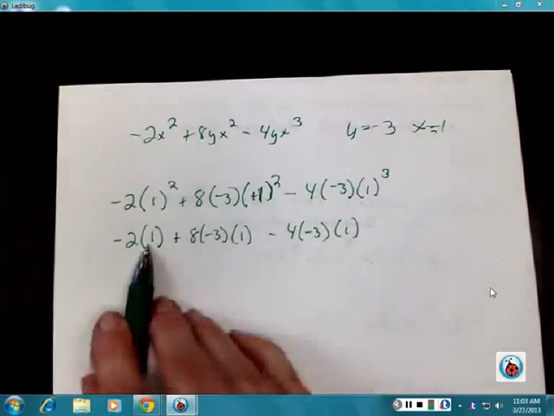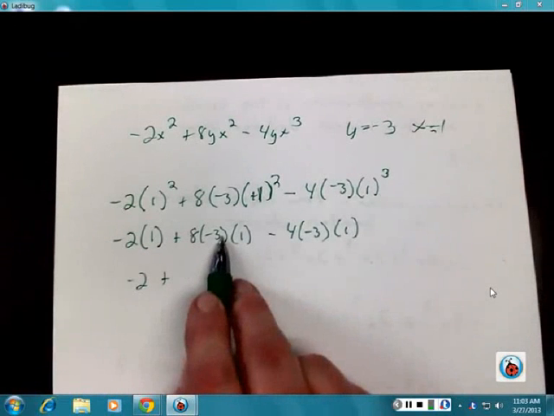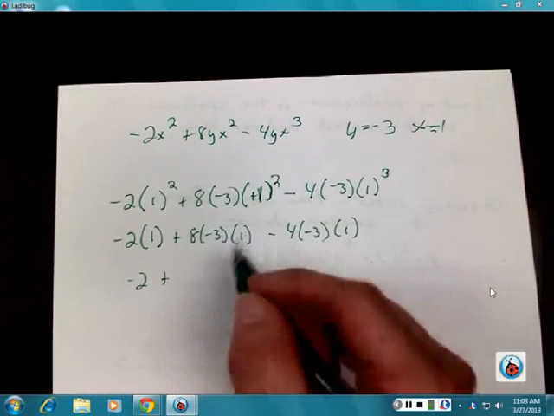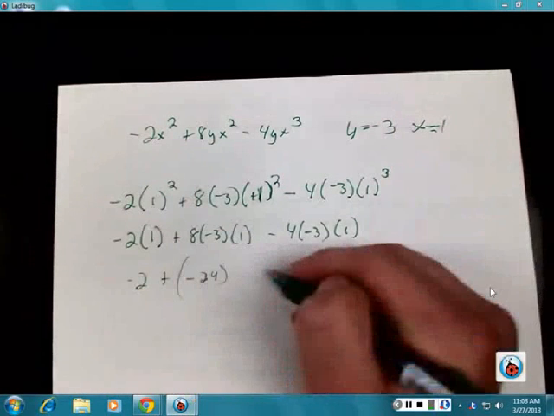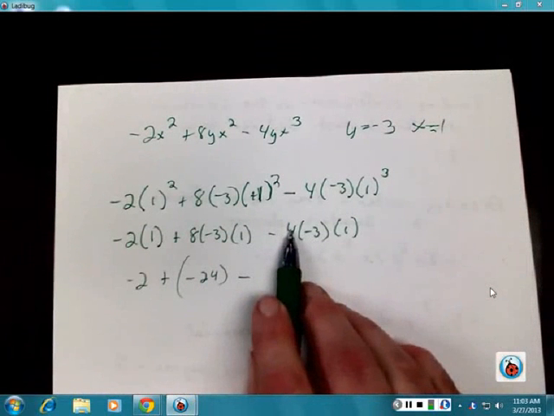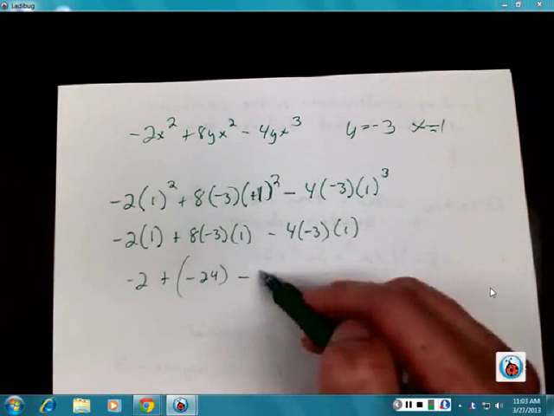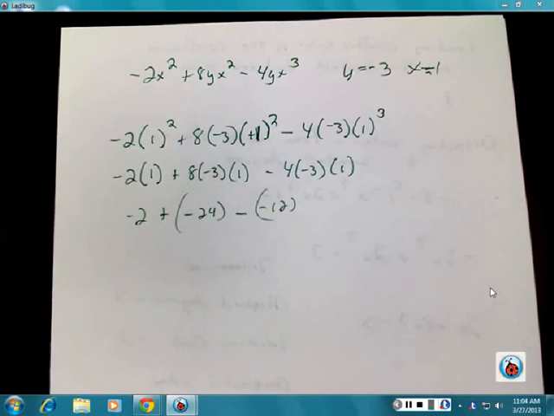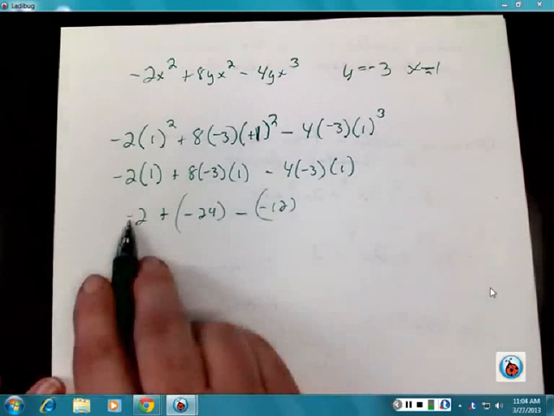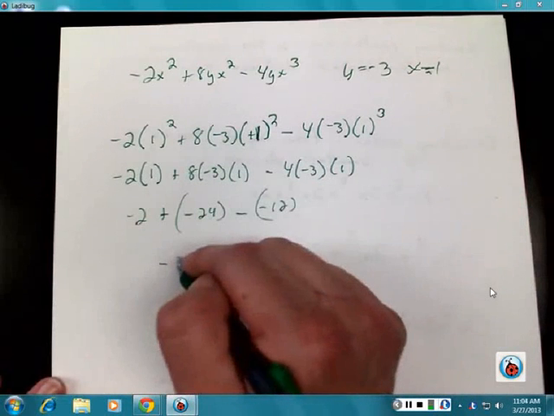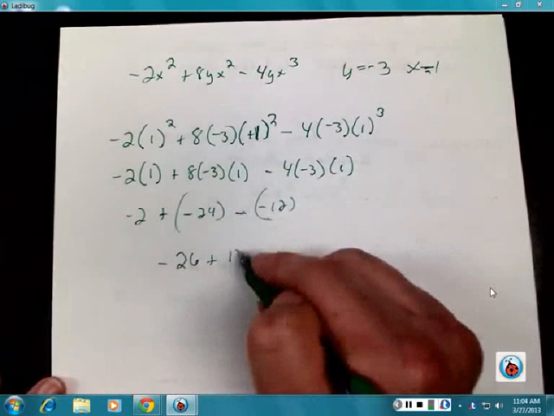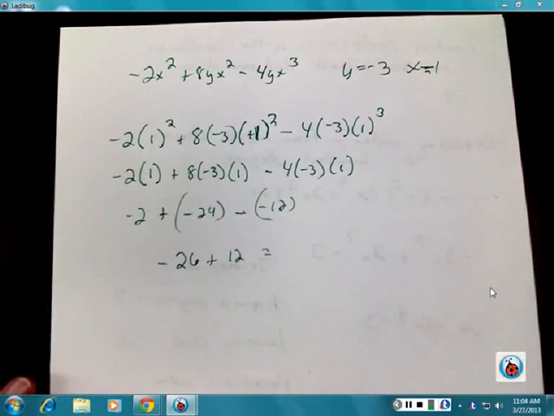Negative 2 times 1 is a negative 2. 8 times a negative 3 times 1 is negative 24. 4 times a negative 3 is a negative 12, times 1 is a negative 12. Then go back and do my adding and subtracting. A negative 2 and a negative 24 is a negative 26. Change the subtraction, change my sign. Negative 26 plus 12.